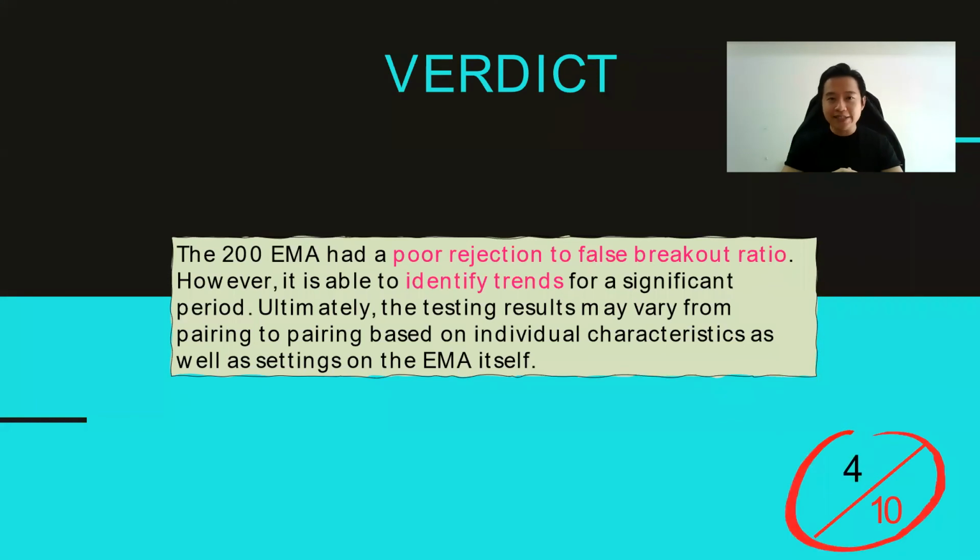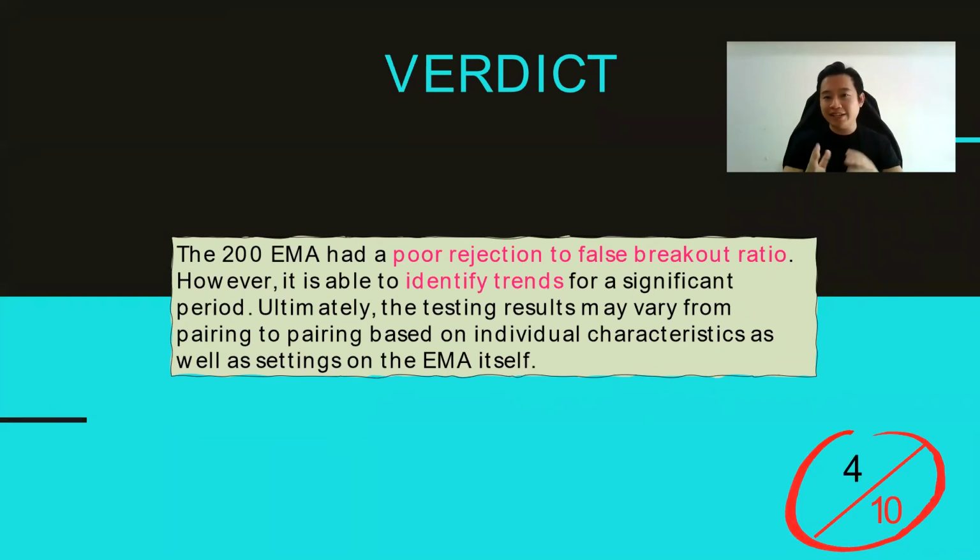So our verdict is that the 200 EMA has a poor rejection to forced breakout ratio if you want to use it to the dot, right? However, it is able to identify trends for a significant period because the number of bars is quite big, as you can see, 400 over bars, right? So which means that you can use the 200 EMA as a guideline to identify whether it's an uptrend or a downtrend. But there will be times where price is too far away from the 200 EMA, you will need a closer EMA, probably the 50, probably 100 or something else, right?